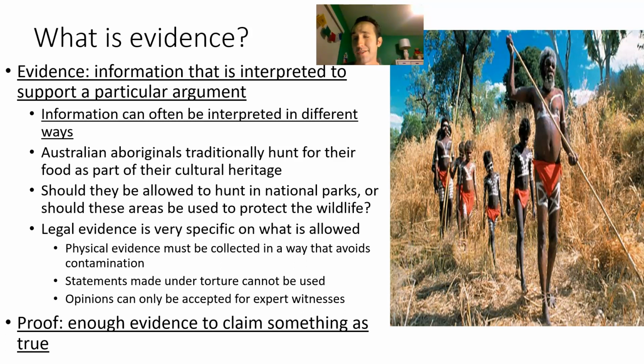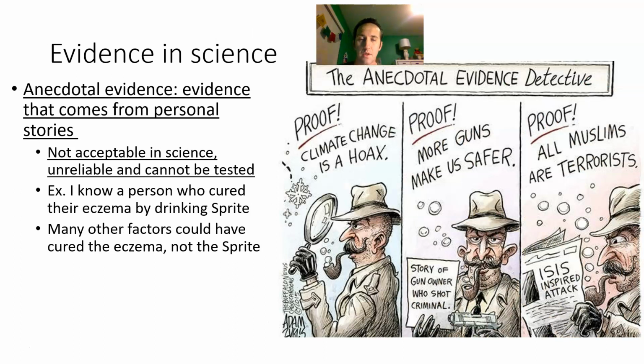Legal evidence is very specific on what is allowed and what is not allowed. For example, physical evidence has to be collected in a very distinct way to avoid contamination. Statements made under torture cannot be used. Opinions can only be accepted from expert witnesses. So there are a lot of rules so we can get really clear evidence when it comes to the courtroom. We need proof, enough evidence to show that this is true or that is false. So let's take a look at different types of evidence.